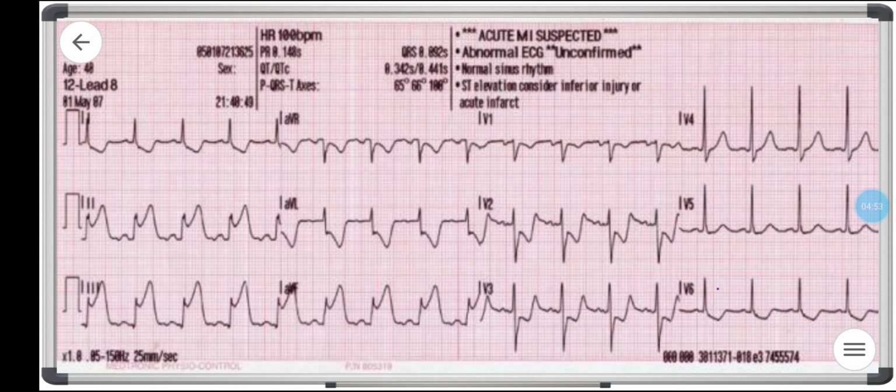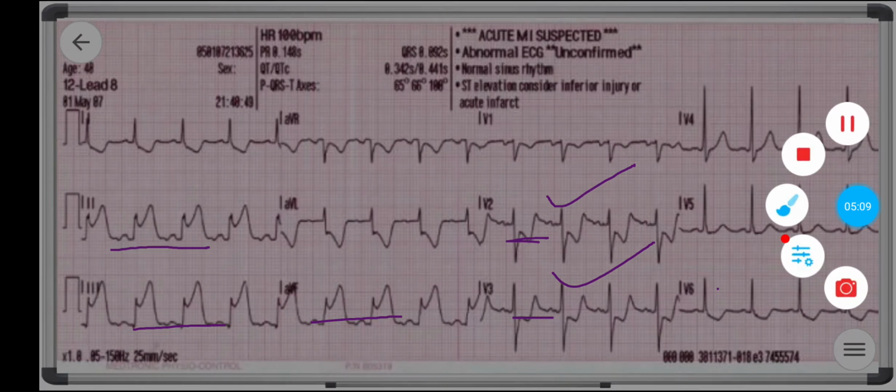Here in this ECG, you can see again, this is lead 2, 3, AVF, that's inferior wall MI, and the reciprocal changes you are seeing here in the anterior leads V2 and V3. There's an ST depression over here.